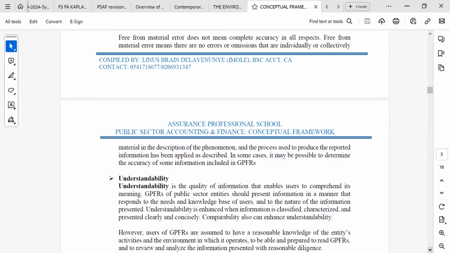Let's come to other issues with the other qualitative characteristics, which is understandability. What do you mean by understandability, the principle of understandability?